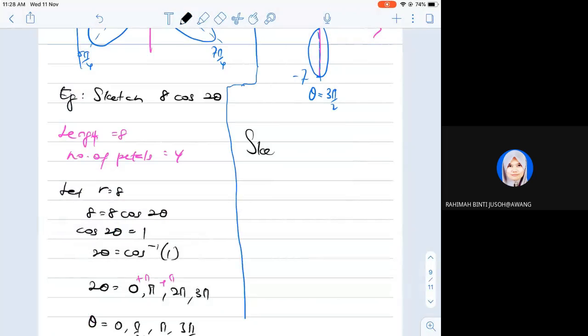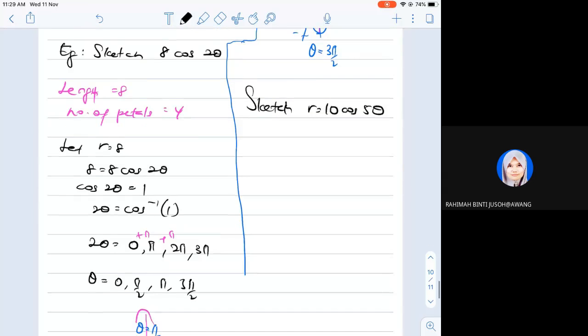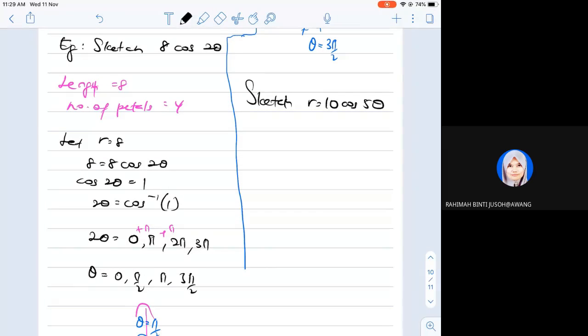Let's say we sketch R equals 10 cos 5 theta. So you will have the number of petals equals 5, right? 5.